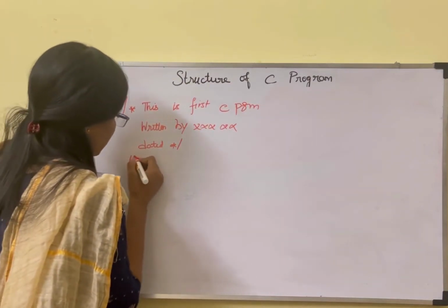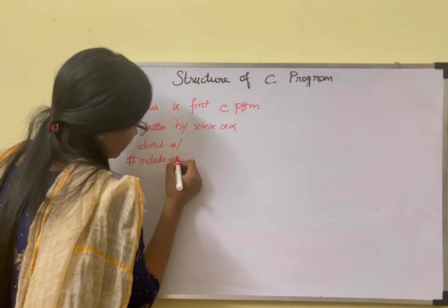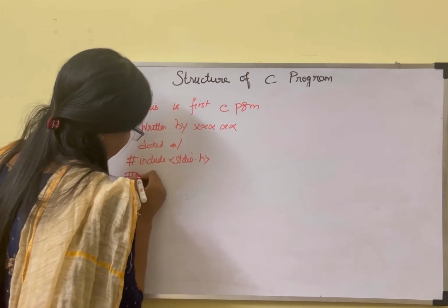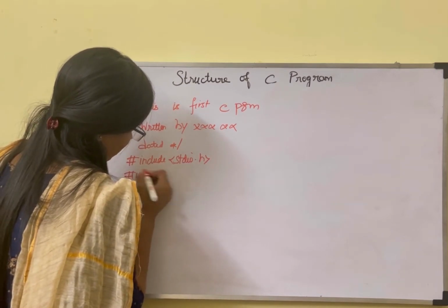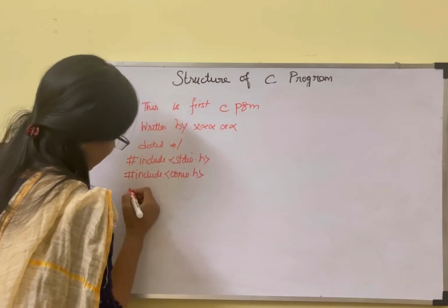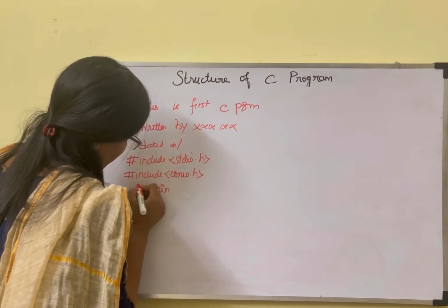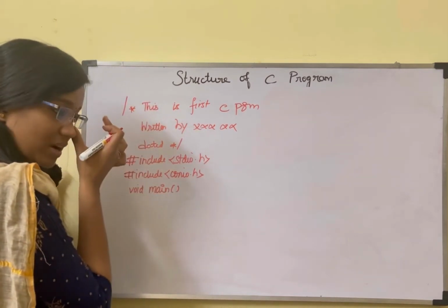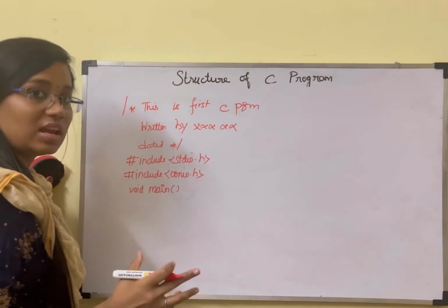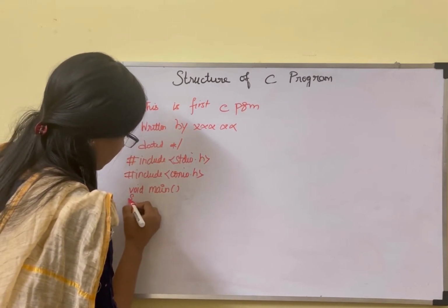Now let's give the header files. #include <stdio.h>, then #include <conio.h>. Then my main program gets started. The global declaration section is not mandatory for all programs. Wherever we need, we will use those things. But this is a normal program. Then I will start the program.